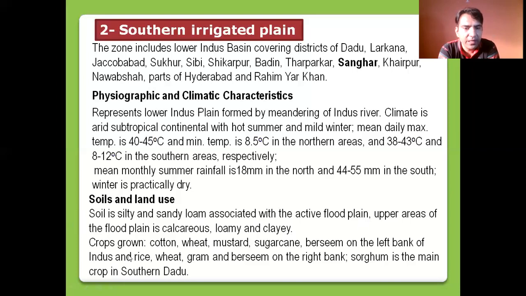The crops which are being grown here are cotton, wheat, mustard, sugarcane, berseem on the left bank of the Indus, and rice, wheat, gram, and berseem on the right bank. So sorghum is the main crop of southern drought. So almost you can see these crops are being produced here. So wheat, cotton, and rice are the dominant crops produced in different seasons.